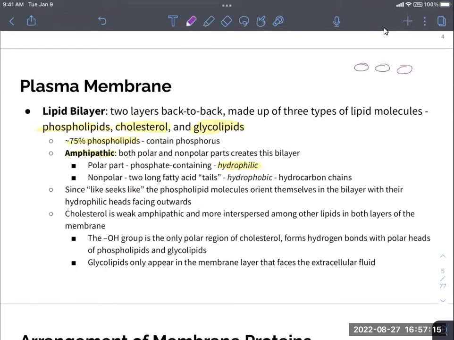The inside is two fatty acid chains or tails. They face each other. This nonpolar part is made of hydrocarbons and it's hydrophobic. It does not like water. So the two hydrophobic sides come together, while the hydrophilic heads face the outside.